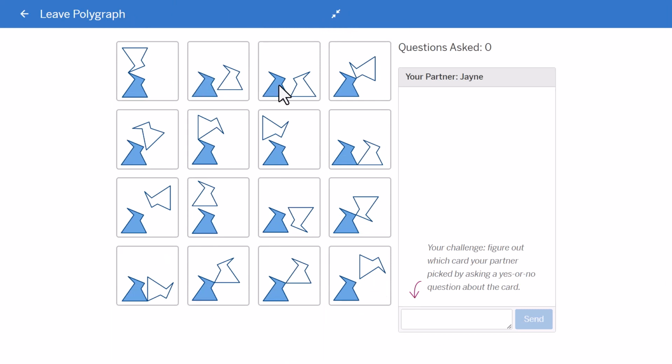As I'm looking at all of these tiles, I can see that some of them show a figure being flipped over. Some of them show a tile or a figure that's being slid. Some of them show a tile that has turned somehow. Let me find a good turning one. This one down here pivots on this little point right here, so it turns. So I'm going to start by asking a yes or no question about what kind of transformation it is.